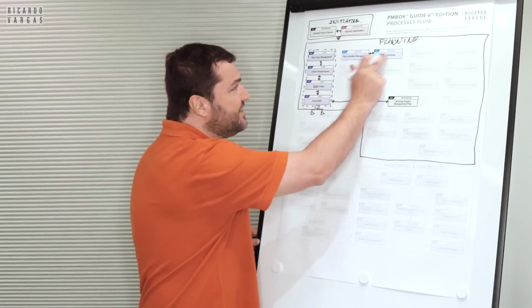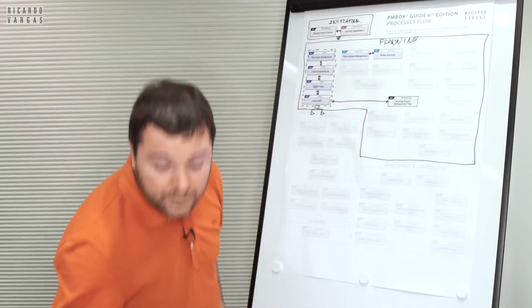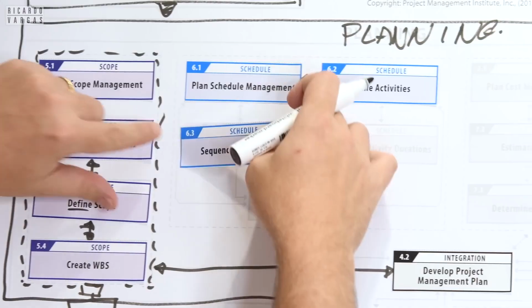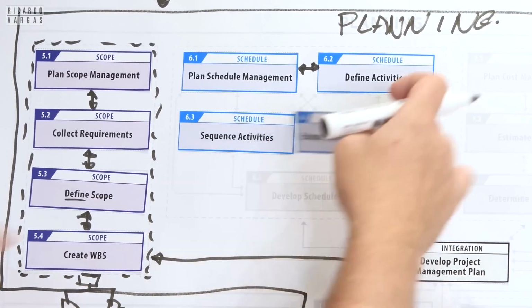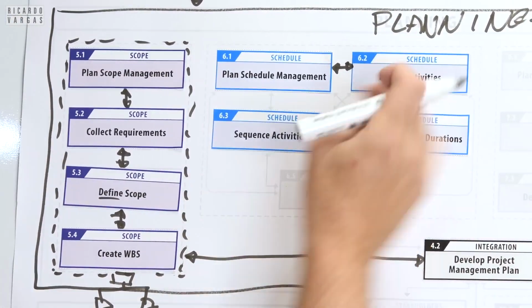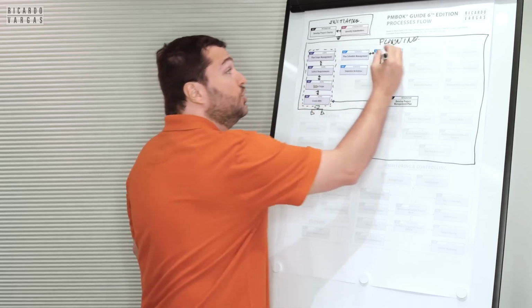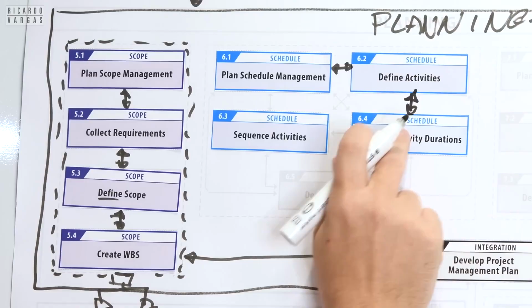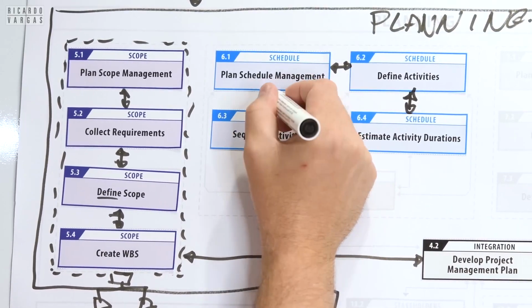And why are activities here? Because the activities are the root of how you create your sequence and the duration. So you need to have this granularity. You need to understand which kind of activities, to then understand how much time, and what do I need to do first?